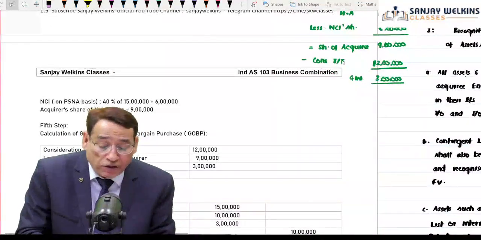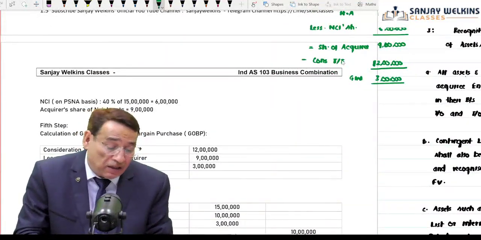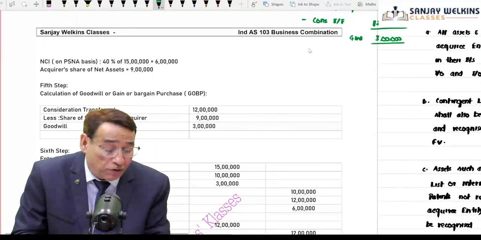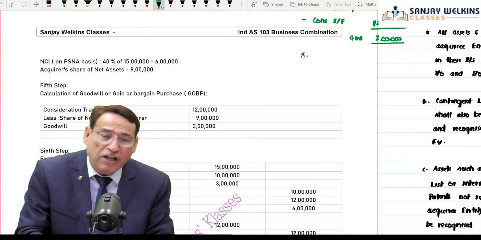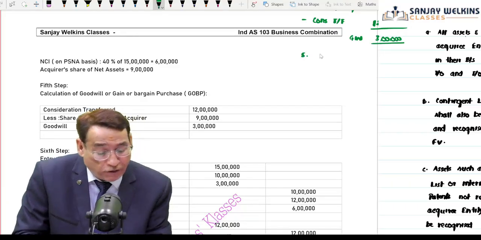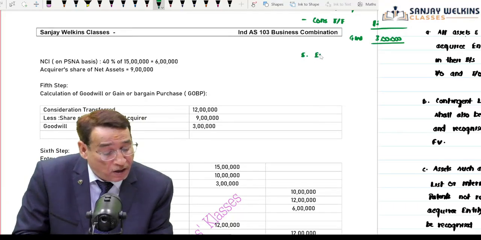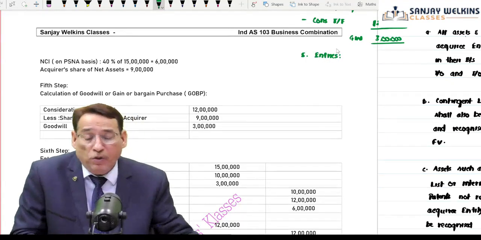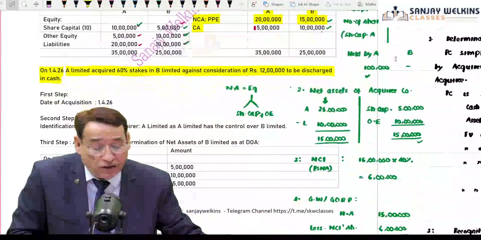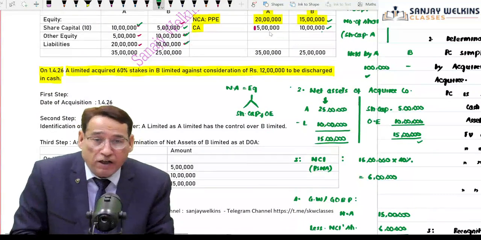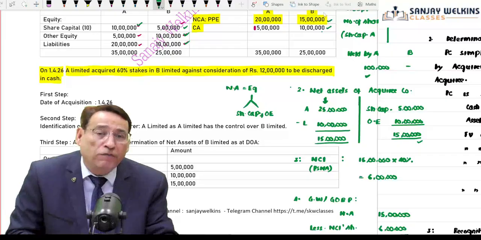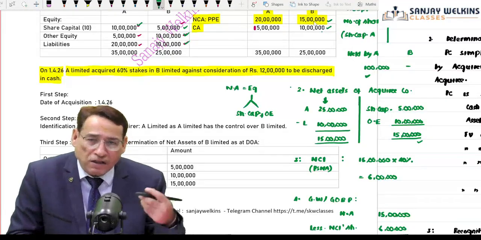You have already computed the amount of NCI. The last thing is that you are supposed to pass the entries. Now you are in a position to pass the entry. Honestly speaking, in order to prepare the consolidated balance sheet we need not require entries, but still you should be aware of how to pass them. I have already told you that all the assets and liabilities appearing in the balance sheet of the acquiring company will be taken over at fair value. But in the question, fair value is not given clearly, so we presume that whatever value is written in the balance sheet is the fair value itself.